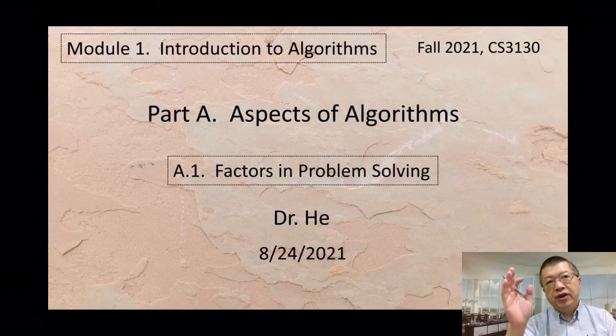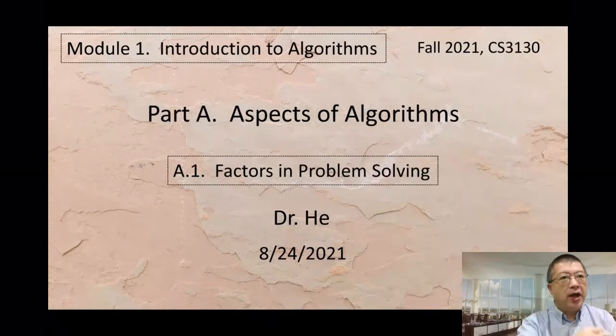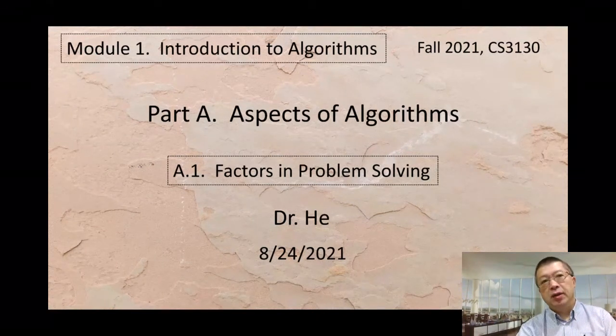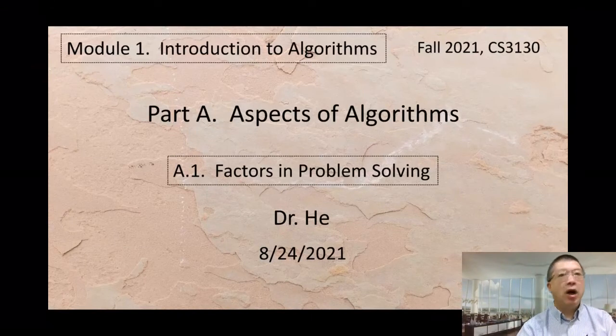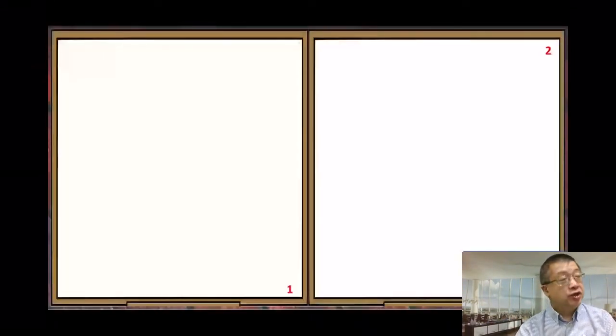We start our first video of formal lectures, Part A of Module 1, Aspects of Algorithms. Part 8.1, Factors in Problem Solving. First, we want to understand algorithms.